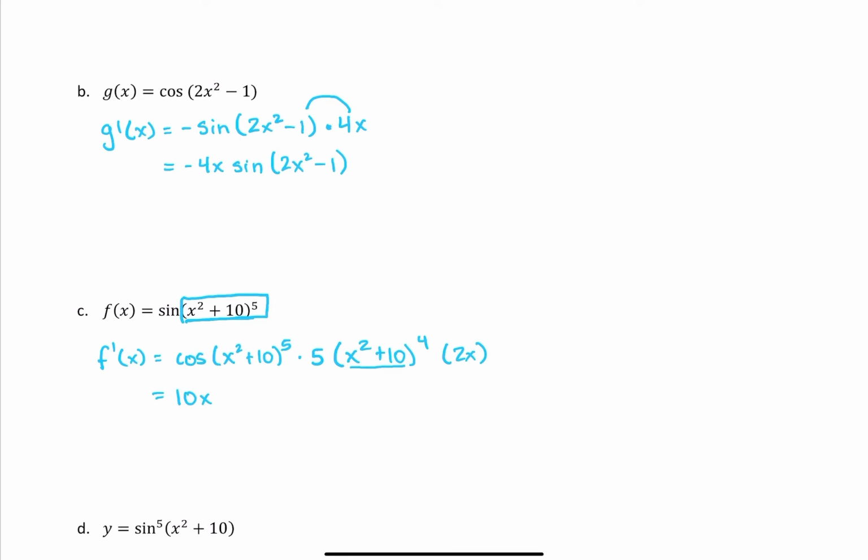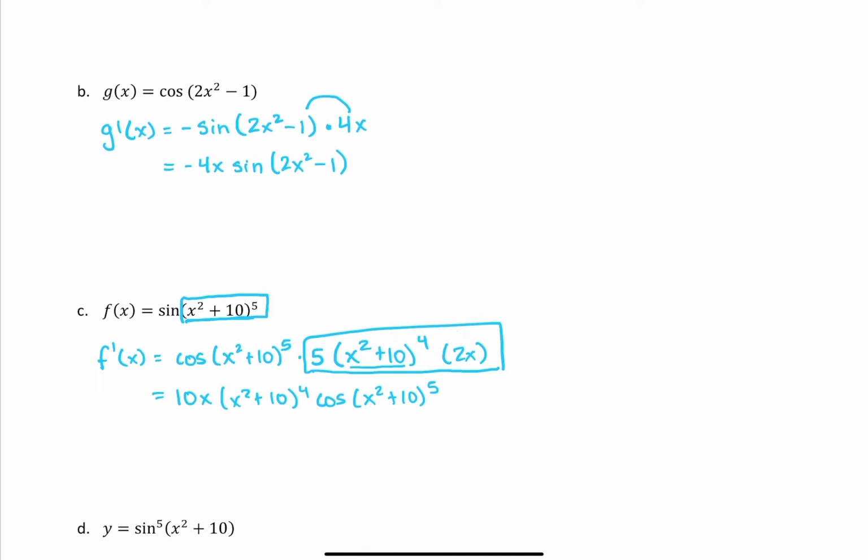So 10x, and we'll put x squared plus 10 to the 4th times cosine, we don't need to put it in parentheses. So cosine x squared plus 10 to the 5th. So again, if we review that, the inside function was x squared plus 10 to the 5th. The outside function was the sine of, we'll say the sine of x, or the sine of an angle. The derivative of the sine of an angle is the cosine of that angle, and then we multiply by the derivative of our angle.